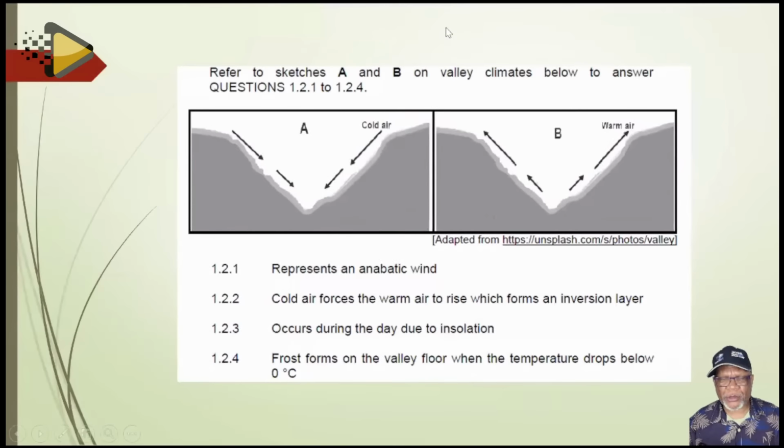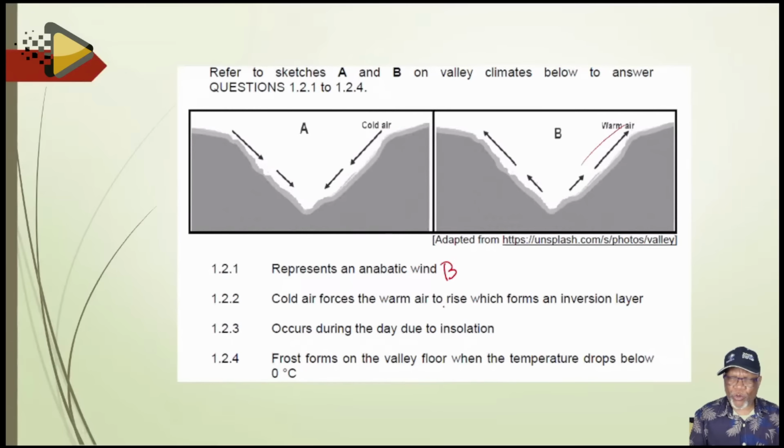Okay, now let's move on. Here's another activity, still in the valley. It says represent an anabatic wind. Which one represents an anabatic wind? Which is B. This is your anabatic wind. The upslope movement, or when the air moves upslope like that, is an anabatic wind.